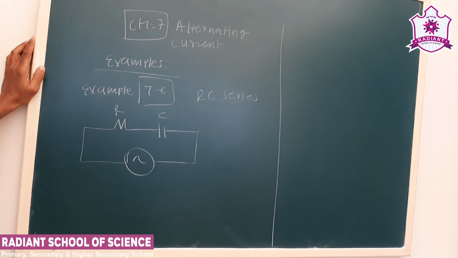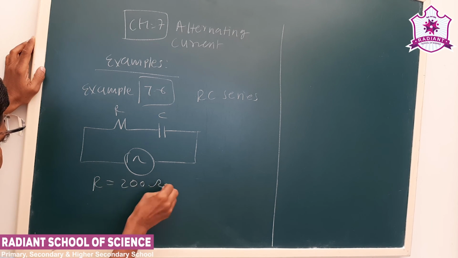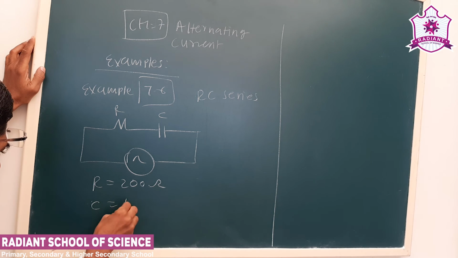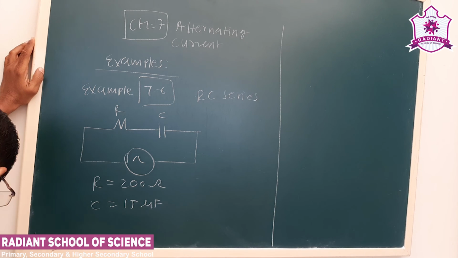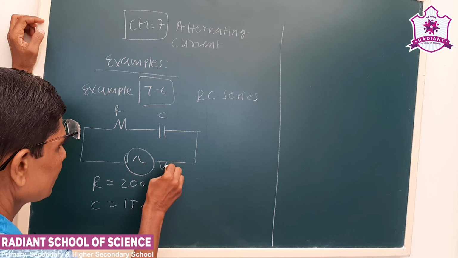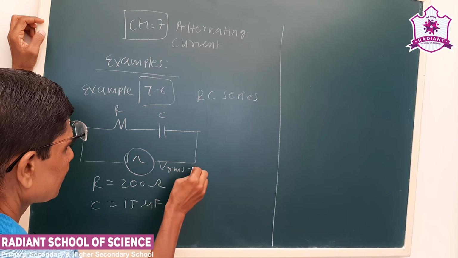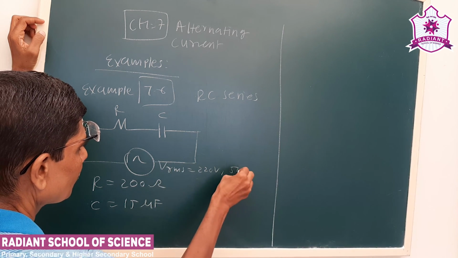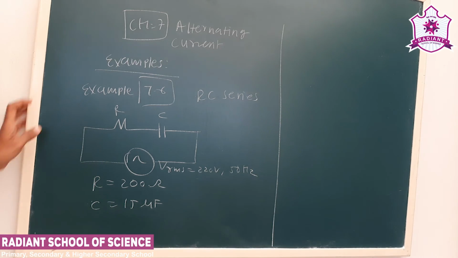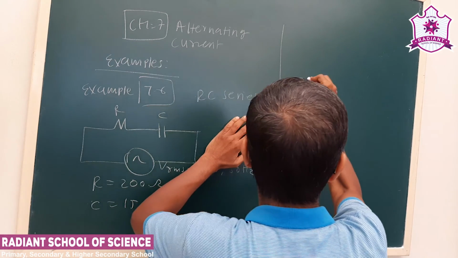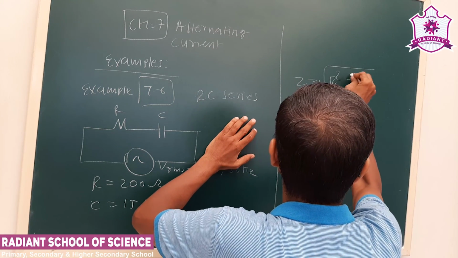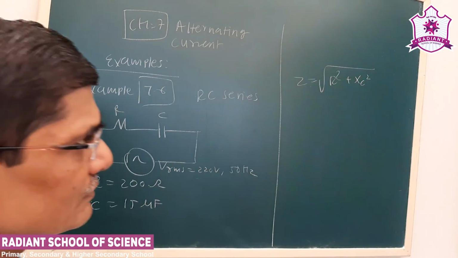Now see, the resistor value is 200 ohm, the capacitance is 15 microfarad, connected with a 220 volt VRMS supply, and the supply frequency is 50 Hz. Now see, in the RC circuit the impedance is given as Z is equal to under root R square plus XC square.